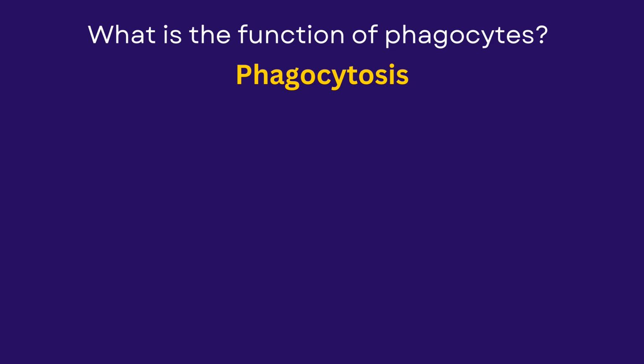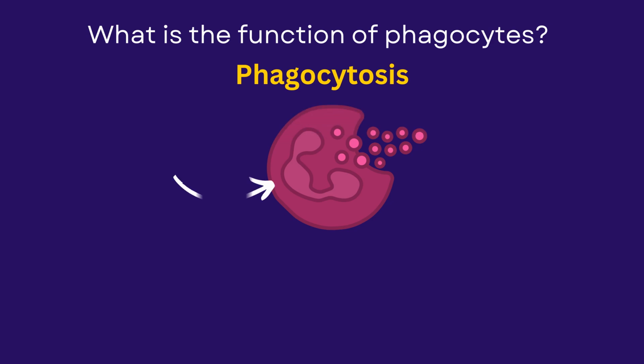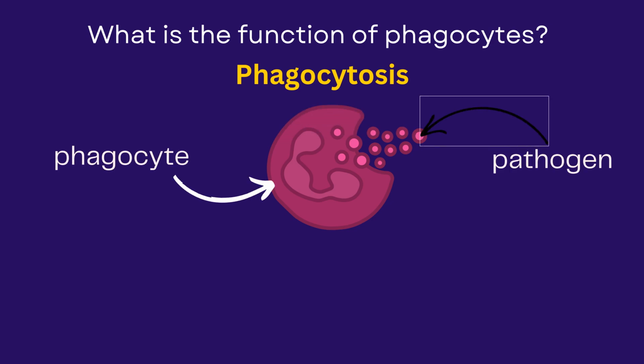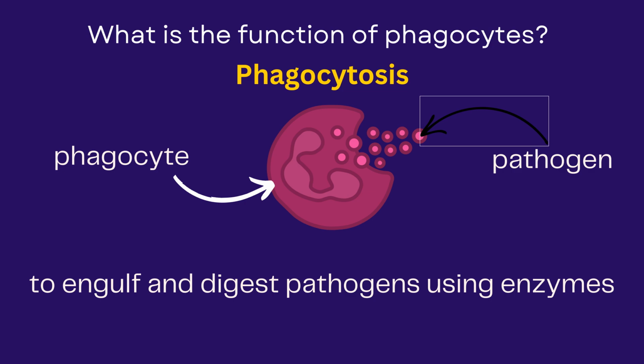What is the function of phagocytes? Phagocytes carry out a process that is called phagocytosis. This is where the white blood cell or the phagocyte will detect the pathogen and move towards the pathogen and engulf and digest this pathogen using enzymes. Please do not say the phagocyte will eat the pathogen. The word is either engulf or ingest.